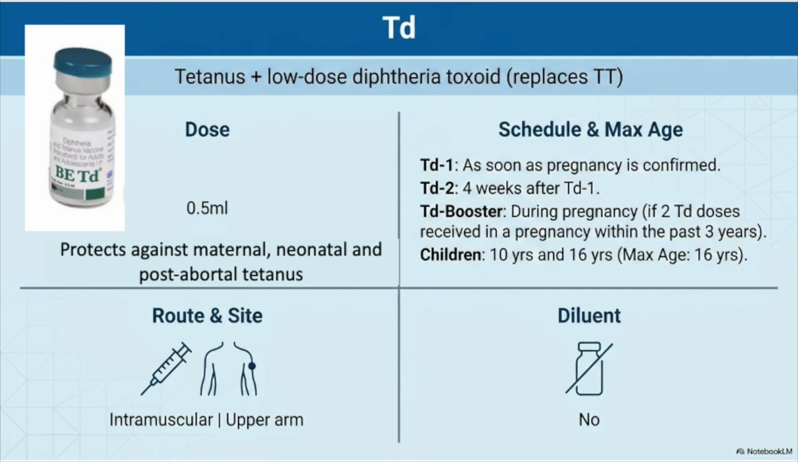In children, it is given at 10 years and 16 years with a maximum age of 16 years. It is given intramuscularly in the upper arm and no diluent is required. This vaccine protects against maternal, neonatal, and post abortal tetanus.